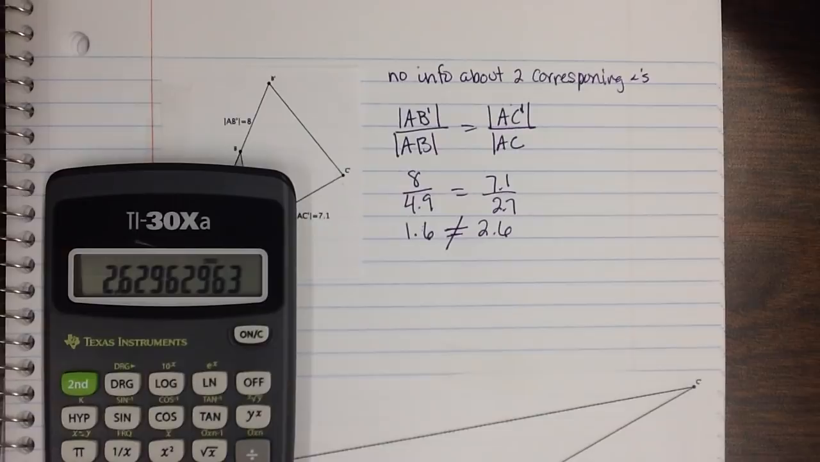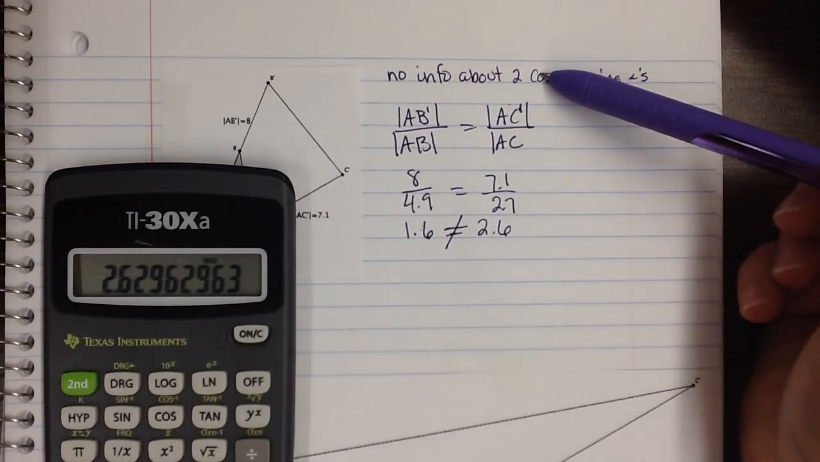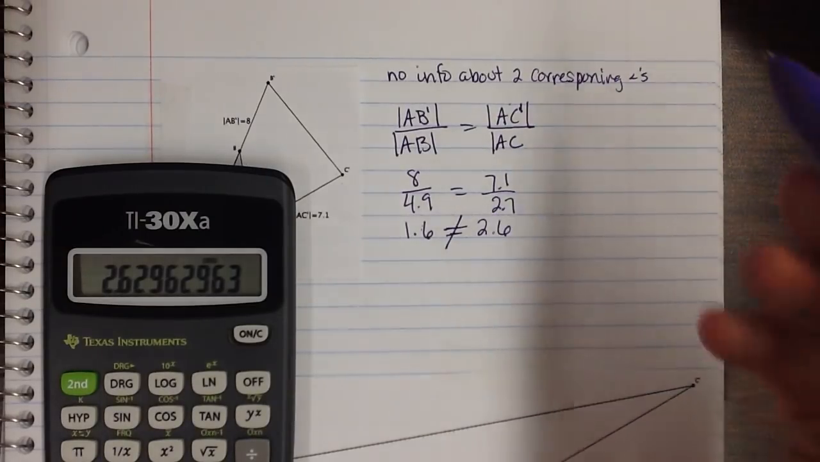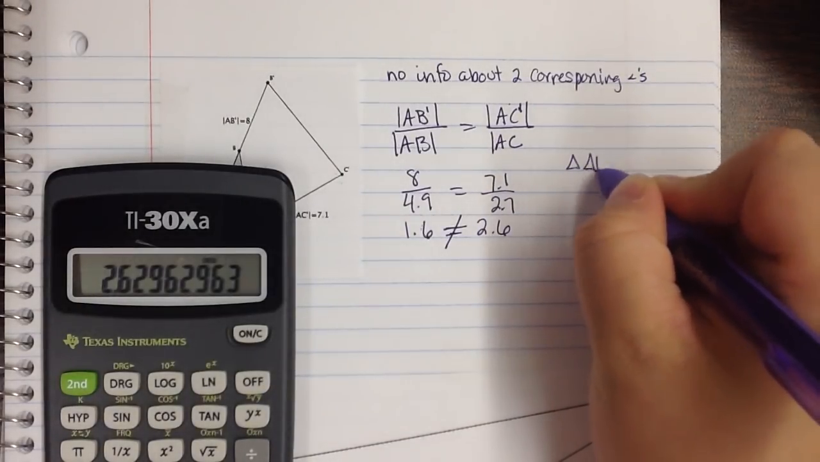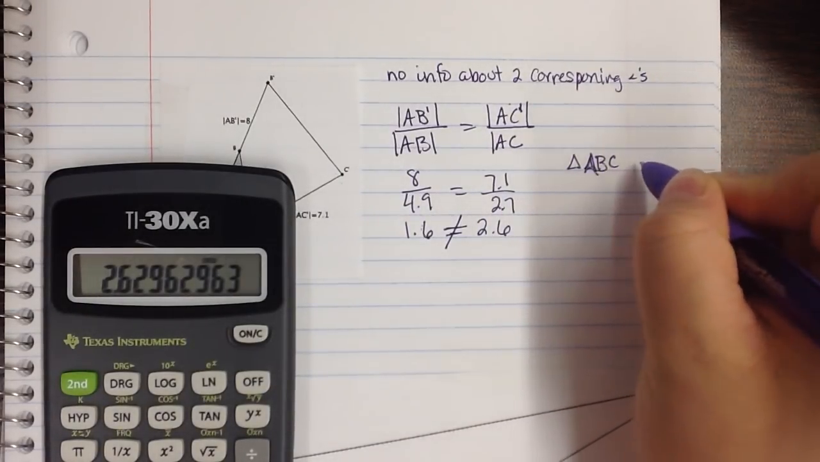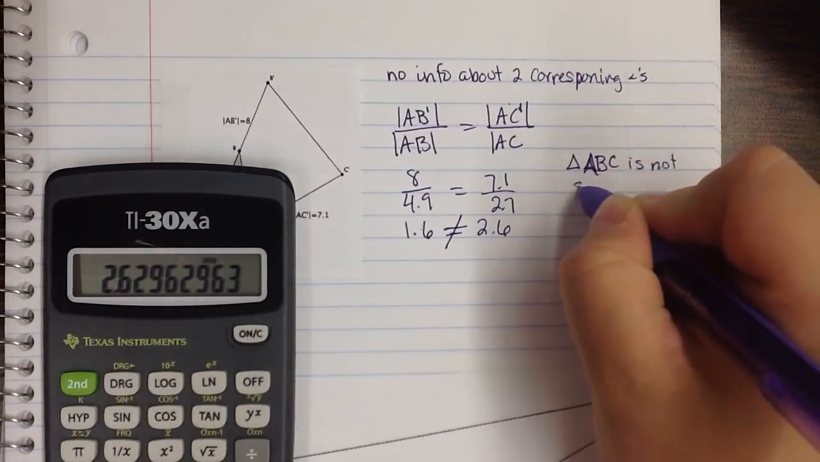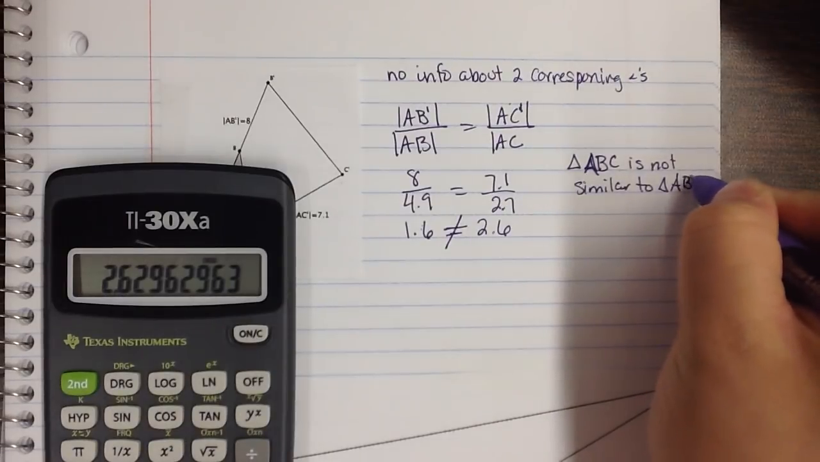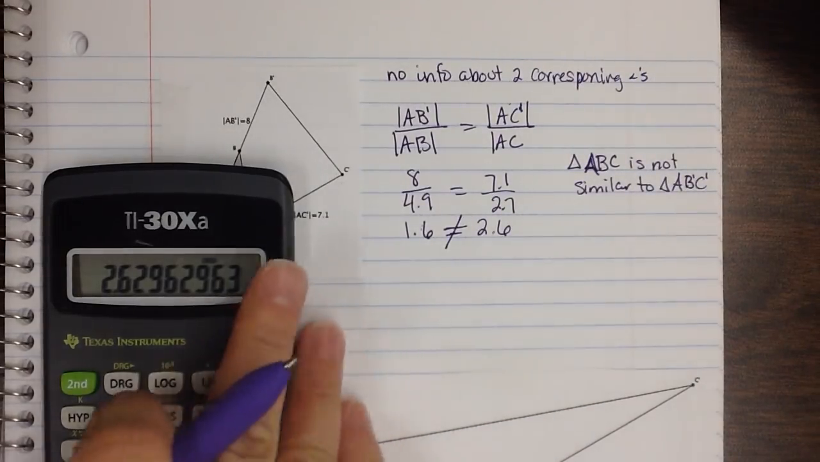So because they are not equal, the triangles are not similar. Because we don't have two corresponding angles that are the same, and because our scale factor or ratio is not the same, triangle ABC is not similar to triangle AB prime C prime.